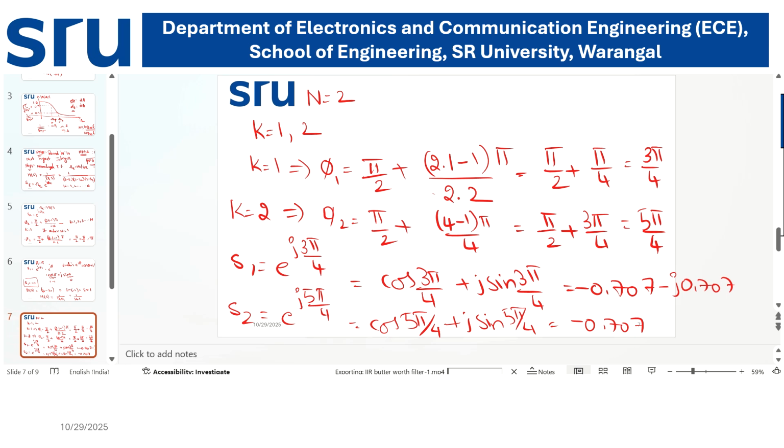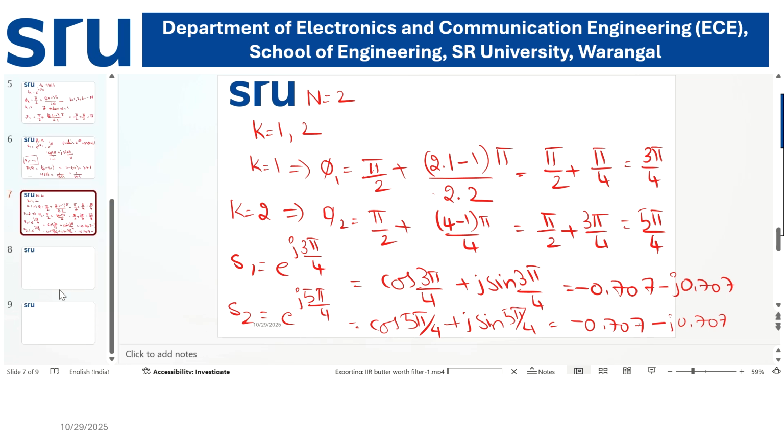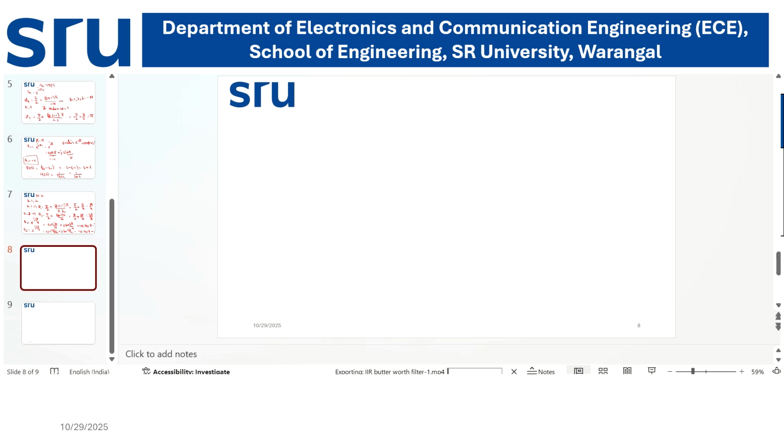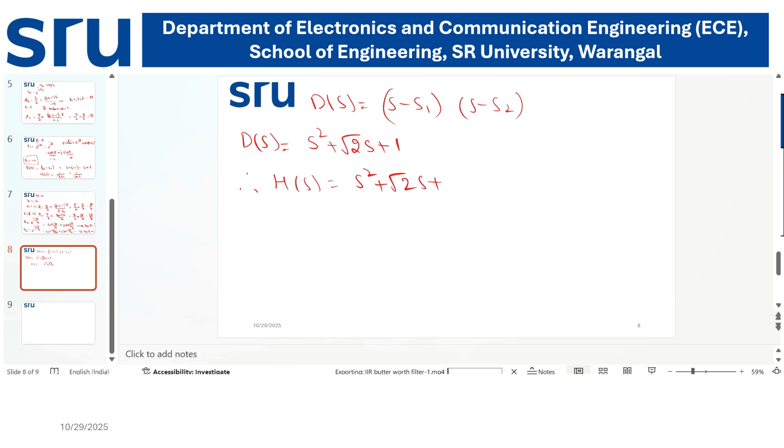So if n is equal to 2, then we have two k values. Therefore, we have two poles of the system. Now, the polynomial D of s is (s minus s1) into (s minus s2). If I substitute the s1 value and s2 value, the final polynomial I will get is s square plus root 2 s plus 1. Therefore, the polynomial is s square plus root 2 s plus 1.